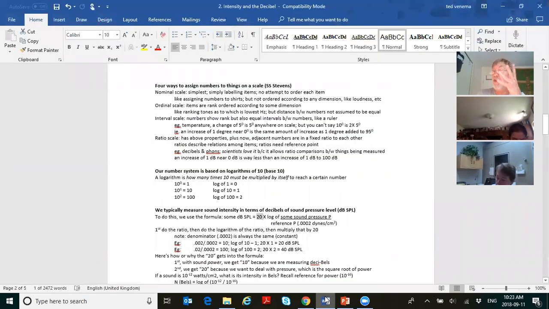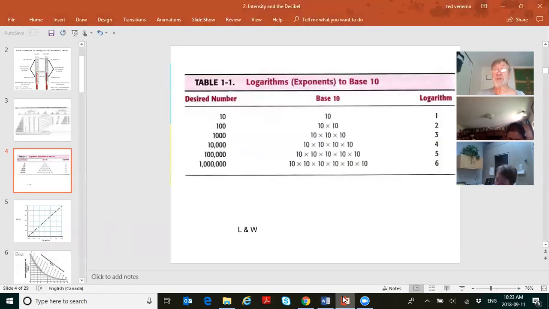So you figured out the ratio. It was 10, 10 to 1. The logarithm of 10 to 1 is 1. And what's 20 times 1? 20. So here you go.